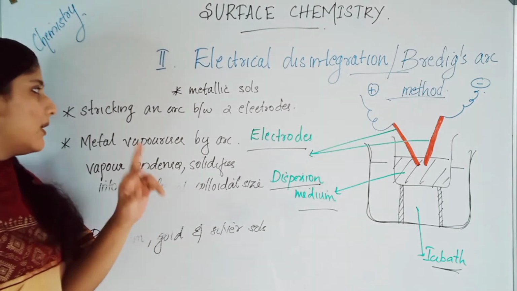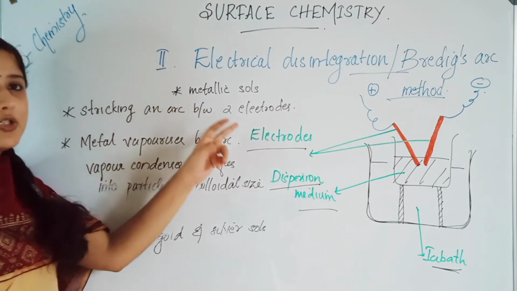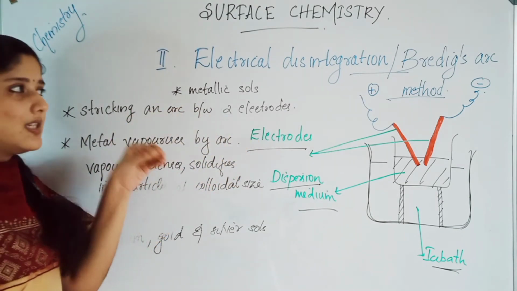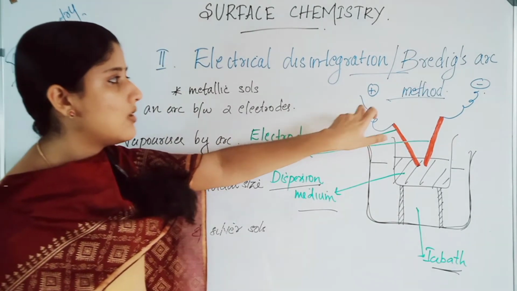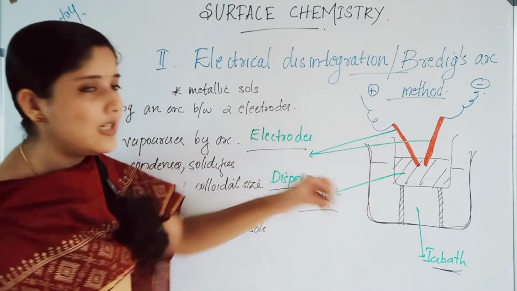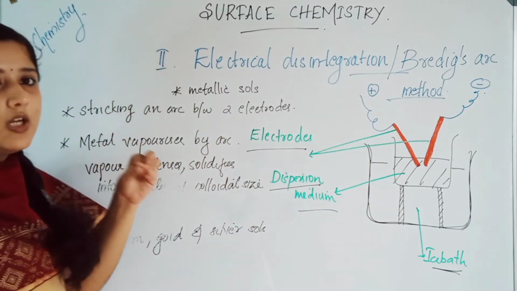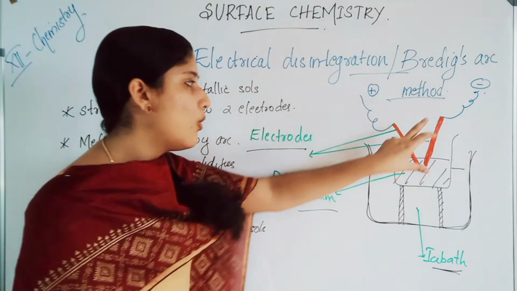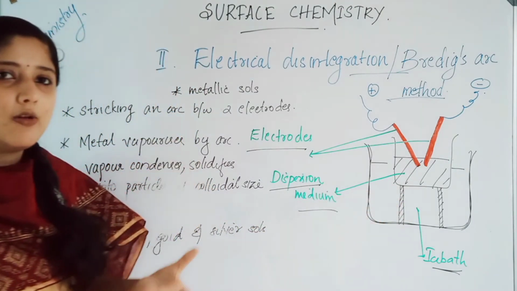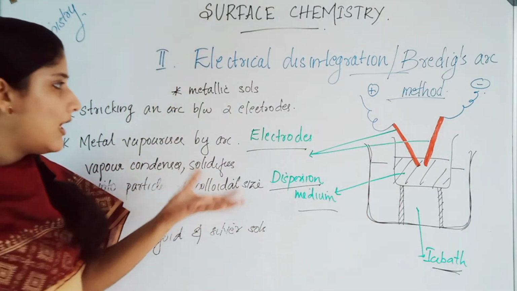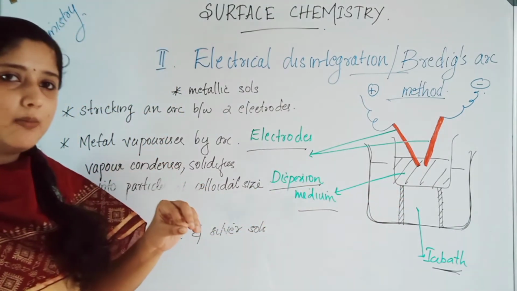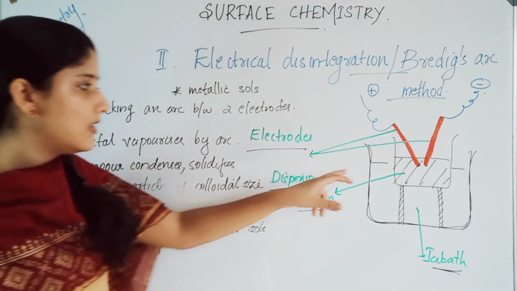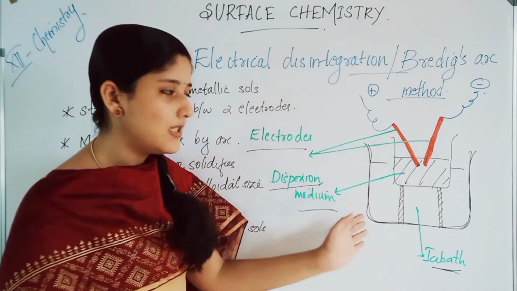What are we doing here? We are striking an arc between these two electrodes. That means electricity is passed between them. This is the positive electrode and this is the negative electrode. If we need to prepare a gold colloidal solution, we take gold electrodes. If we need a silver colloidal solution, we take silver electrodes. The dispersion medium is taken in this beaker, and we keep it in an ice bath.